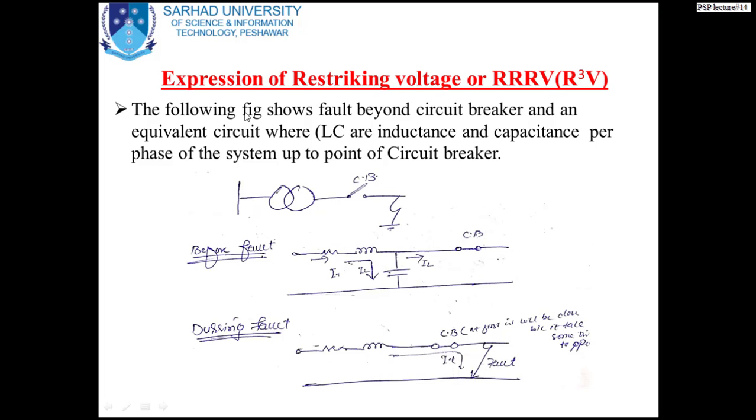Now the following figure shows a fault beyond the circuit breaker and an equivalent circuit, where L and C are the inductance and capacitance per phase of the system up to the point of the breaker. Before the fault occurs, we have a system represented also by a parallel capacitor, and then we have a CB, that is, the circuit breaker. So this is normal.